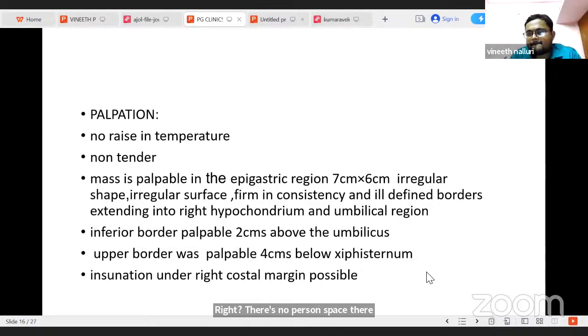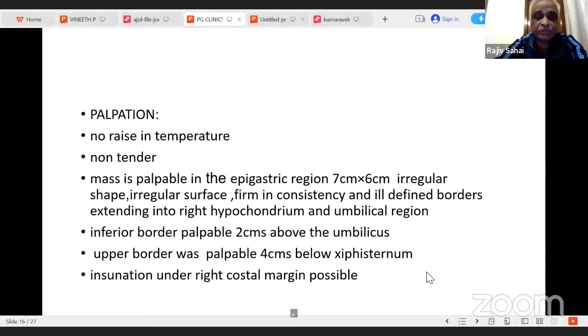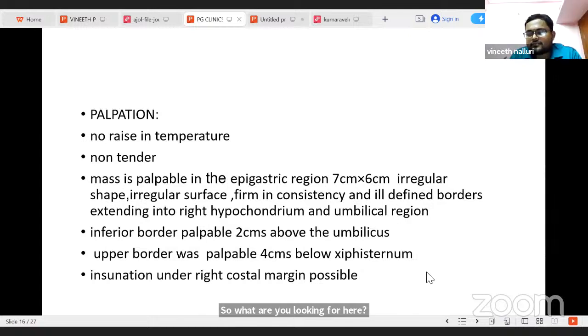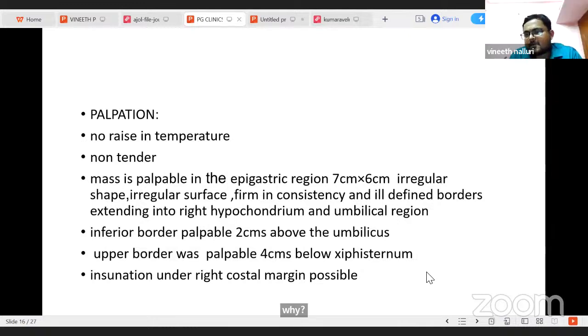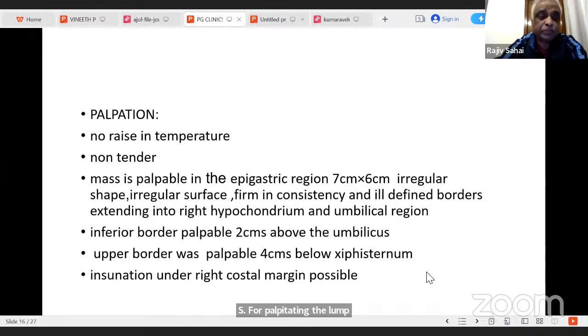Right. What about no rise in temperature? You've already said the patient is afebrile. So what are you looking for here? No rise in temperature. Where do you test for temperature? And why? Sir, for palpating the lump. You think it's an inflammatory lump? No, sir, not really.